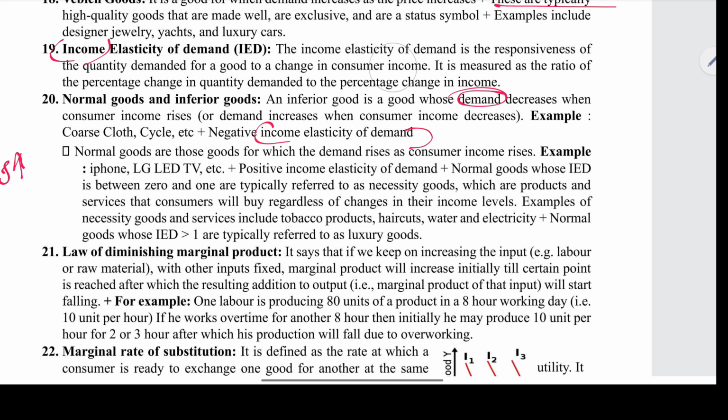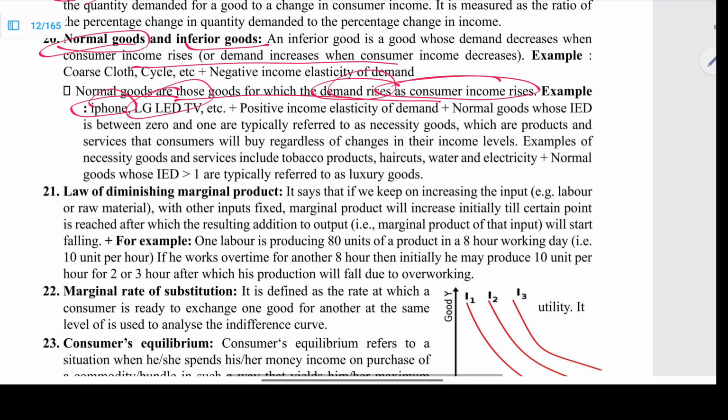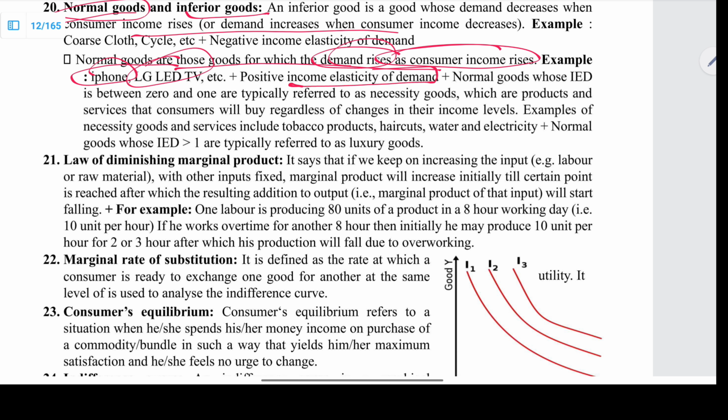normal goods versus inferior goods. The goods whose demand decreases when income increases are the inferior goods. For normal goods, the demand rises as the consumer's income increases. Examples: iPhone, LG TV, etc. This is positive income elasticity of demand. For normal goods, income elasticity of demand is between 0 and 1.